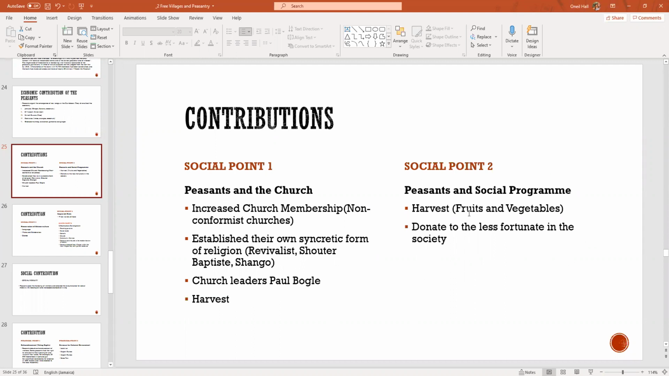Another is that the church is going to have social programs that the peasants are going to contribute to. So the church is going to have things like harvest. Harvest is when you bring your fruits and your vegetables to church, put them out in the church, and they pray over them. And you sing the song, all good things around us are sent from heaven above. You sing your hymns and you clap and you beat your drum. But at the end of the harvest, the minister and the church are going to donate those fruits and vegetables to the poorer people in the society.